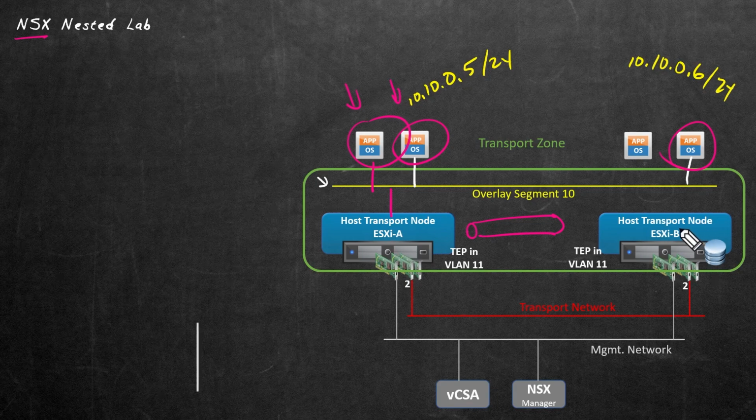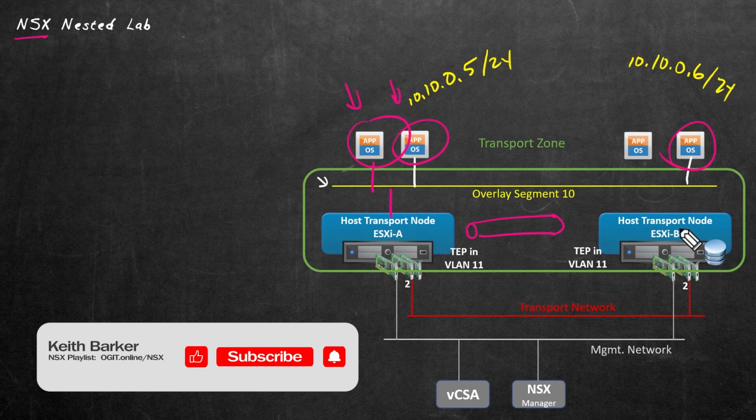So in the next video, let me walk you through an example of setting up a very simple distributed firewall rule that allows us to control the traffic between two VMs that are connected to NSX segments.